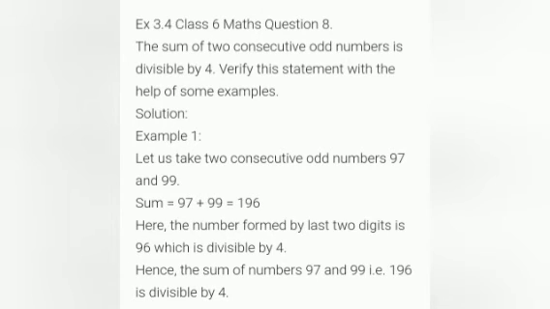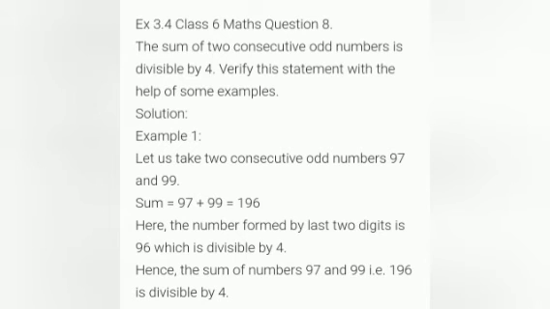Now you can take any two odd numbers which are consecutive. 97 and 99, these two are odd numbers. Take their sum. How much is the addition? 196. Now we have to check that this number is divisible by 4. What is the test of 4? If the last two digits of a number are divisible by 4, then the number is divisible by 4. Then 196 is divisible by 4. So the last two digits are 96, which comes in the 4 table. So this whole number is divisible by 4.